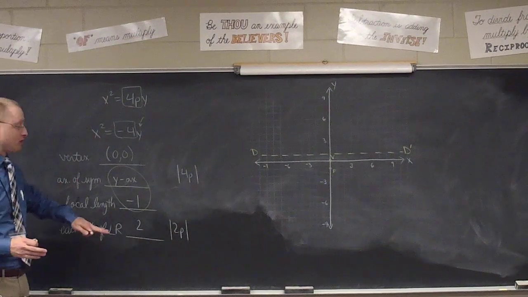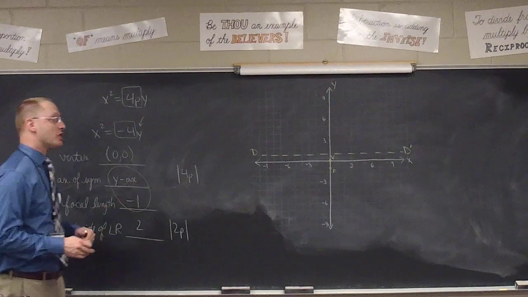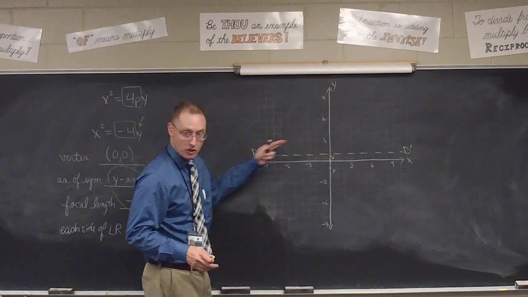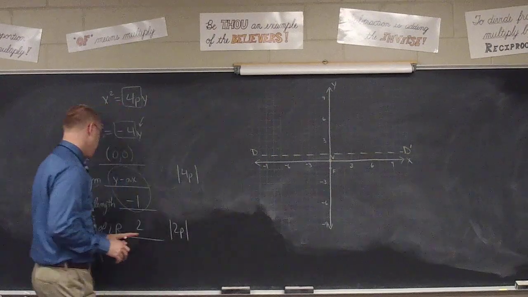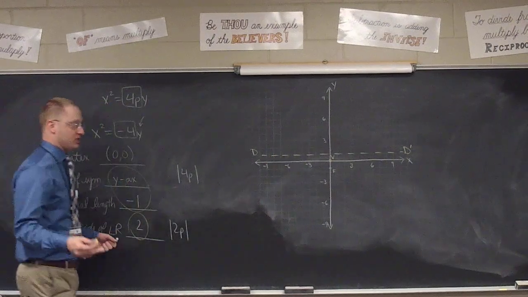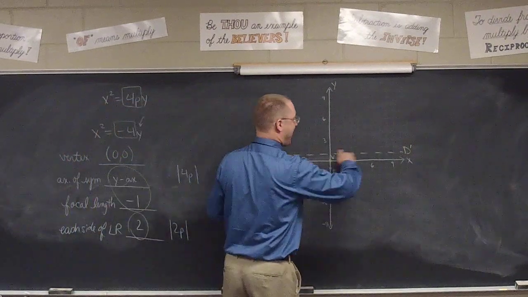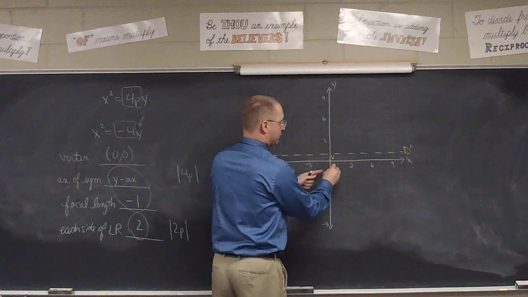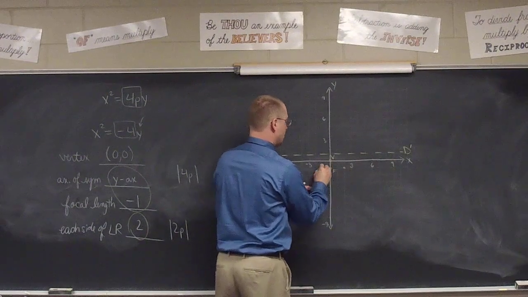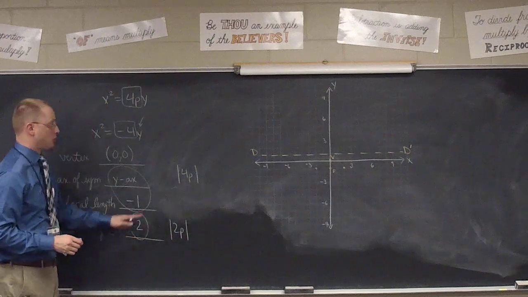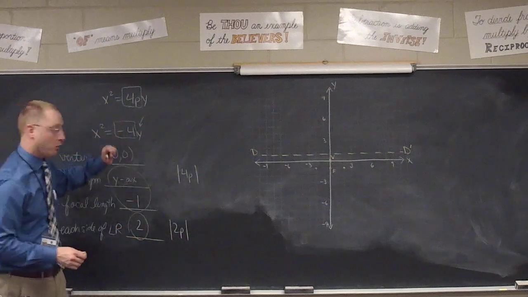Remember, the definition of a parabola is the locus of points equidistant from a given point, focus, and given line, directrix. Finally, we're going to go ahead and plot the latus rectum lengths, 2 on either side. Now remember, this has to run parallel to the directrix, perpendicular to the axis of symmetry. So we're going to go 2 units here and 2 units there. 2 in each direction for a total length of 4.